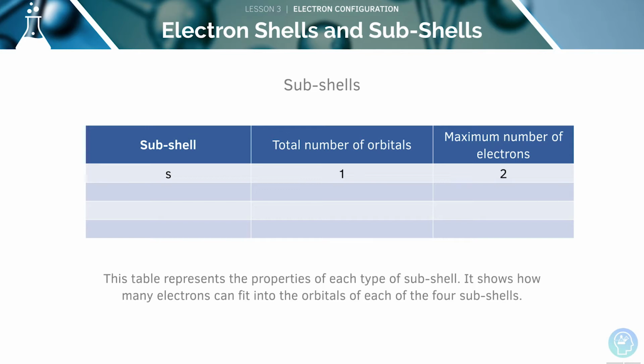Our next subshell is going to be subshell P. The total number of orbitals will be 3, so the maximum number of electrons must be 6. Our next subshell will be subshell D. Our total number of orbitals will be 5, which means the maximum number of electrons is 10.